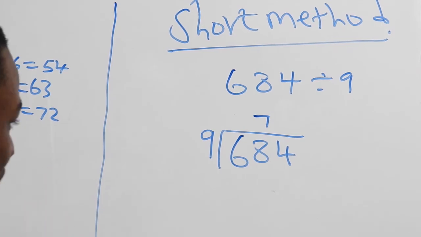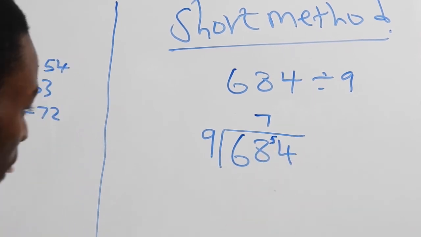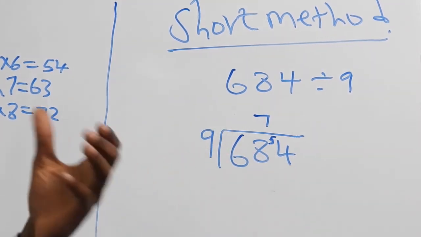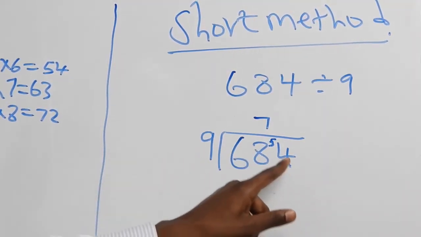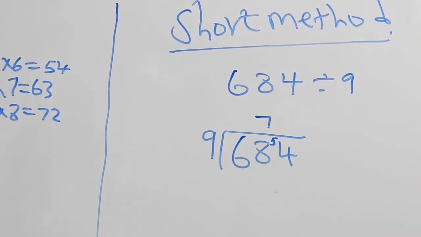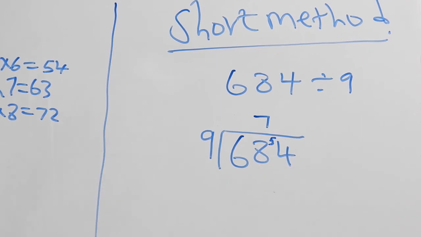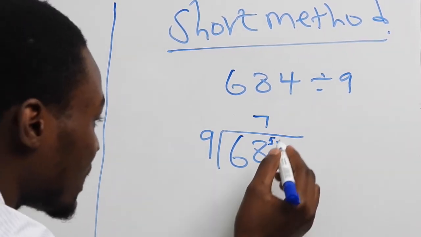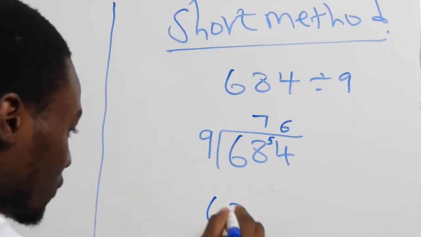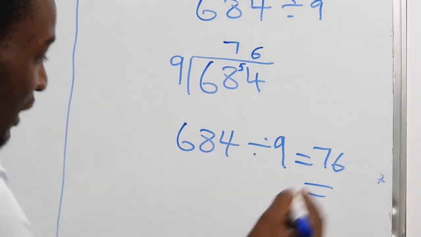So that 5, we write it as a small number to the top left of the next digit after 68, which in this case is 4. So in your mind, you now have 54. So the 5 is the remainder you had after multiplying 7 times 9. So you have 54. So you ask yourself, how many times does 9 divide into 54? The answer is 6. So you just write 6 in front of 4, and your division is complete. So you have 684 divided by 9. The answer is 76. So that is the short division.